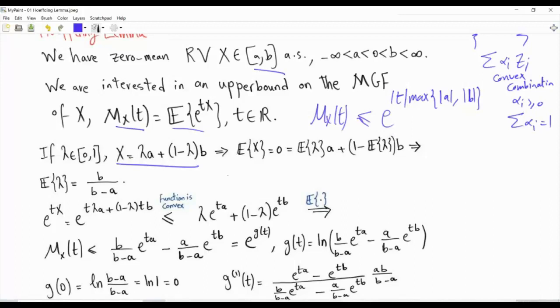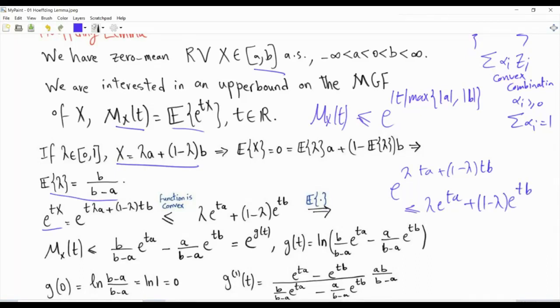You can take expectation of both sides. We know that x is a zero mean random variable, so we can obtain the expected value of lambda. Then we can exploit the convexity of the exponential function, e to the tx. So now forget that x is a random variable, just deal with it as a real number. Okay, so what we have here is e to the t times lambda a plus 1 minus lambda b. Okay, so we replace x by lambda a plus 1 minus lambda b, and so this thing becomes e to the lambda ta plus 1 minus lambda tb. And because the exponential function is convex, by definition, this is less than or equal to lambda e to the ta plus 1 minus lambda e to the tb.